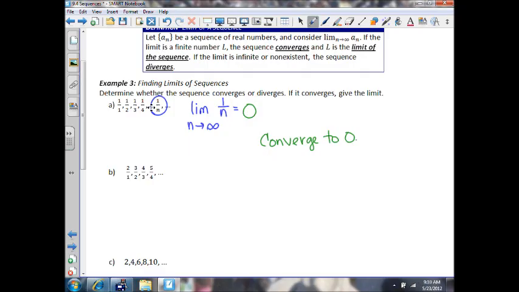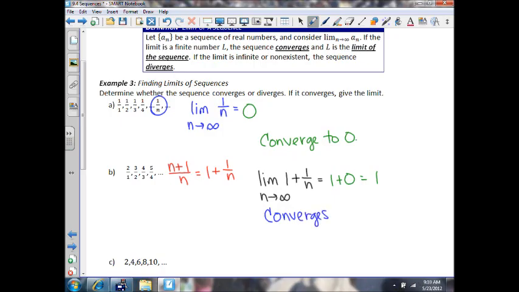Now if you look at b, we're not given a recursive formula here, so we have to come up with one, which will be n plus 1 over n, which I can really simplify to 1 plus 1 over n. So this is what I'm going to find the limit of. So what we're going to have here, the limit of 1 plus 1 over n as n approaches infinity, 1 plus 0 or 1. So this converges to 1.